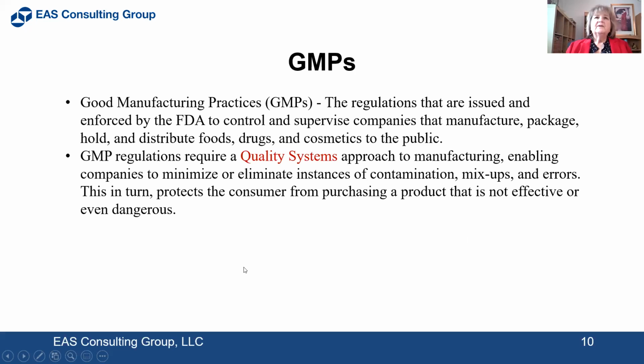So GMPs, the regulations that are issued and enforced by the FDA to control and supervise companies that manufacture, package, hold, and distribute food, drugs, and cosmetics to the public. The GMPs require that you have a quality systems approach to manufacturing, and they want to minimize or eliminate instances of contamination, mix-ups, or errors. And then this in turn protects the consumer from purchasing a product that is not effective or might even be dangerous.